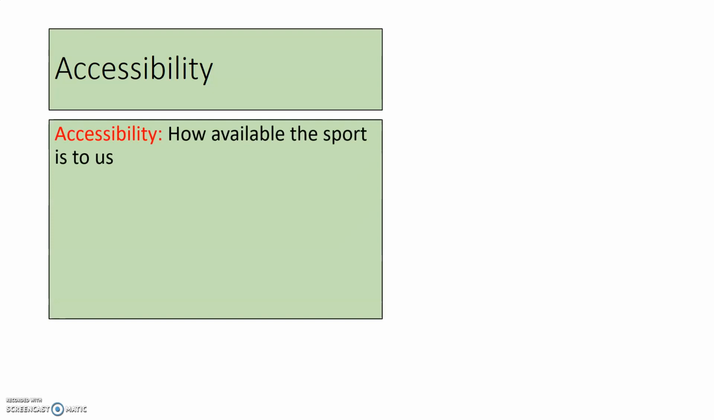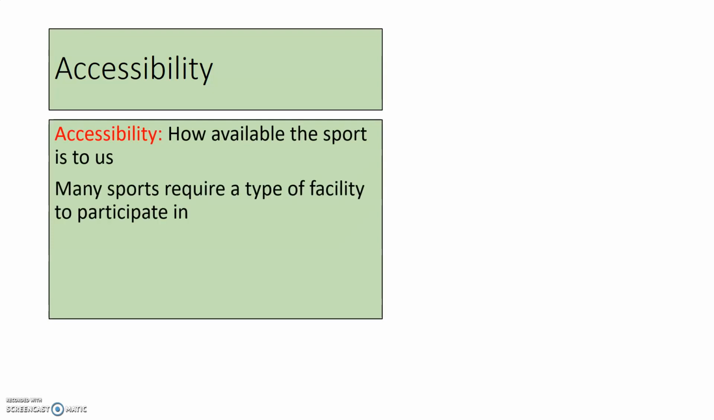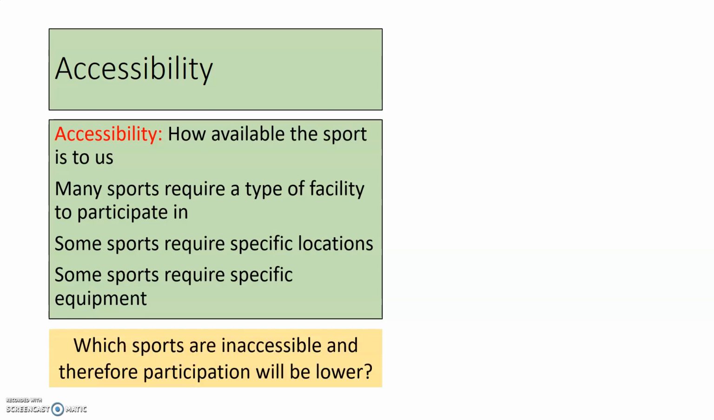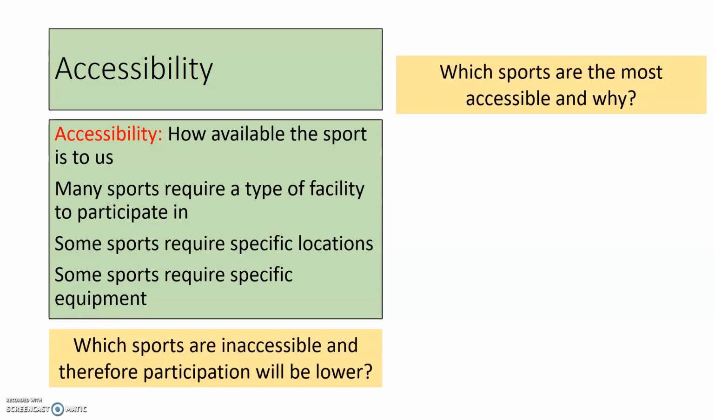Let's look at the word accessibility. So when we talk about accessibility, we were thinking about how available the sport is to us. And ultimately, many sports require different types of facilities to participate in. They might also require a specific location to take part in, and they might also require a specific type of equipment. So again, think about these next two questions.